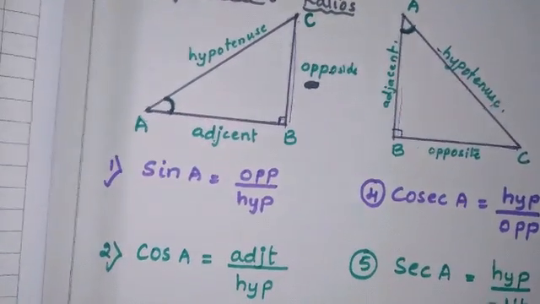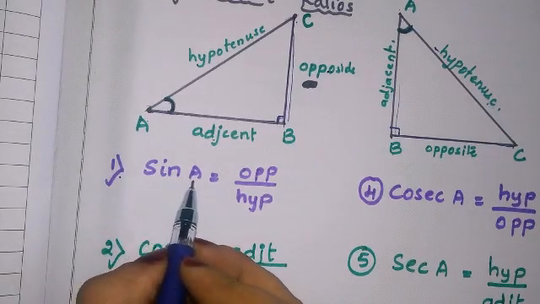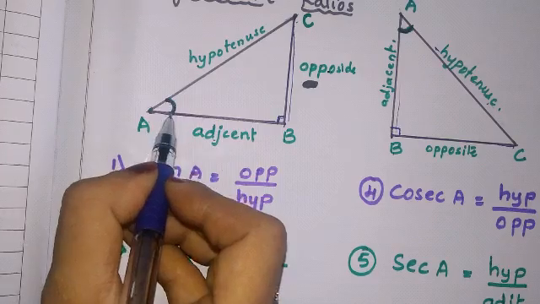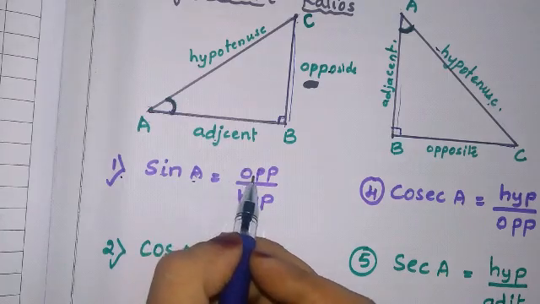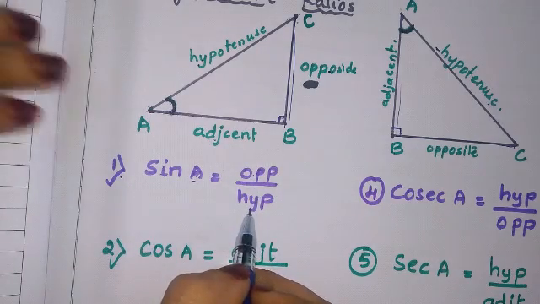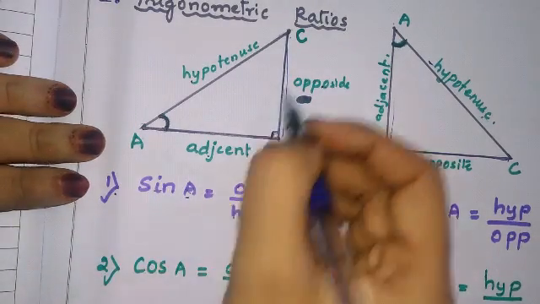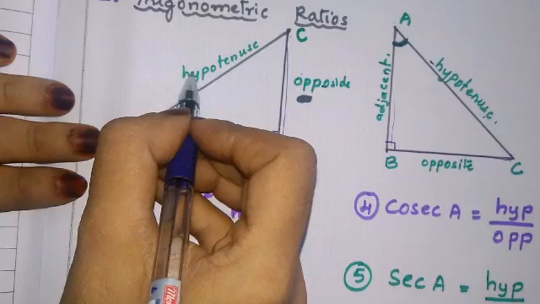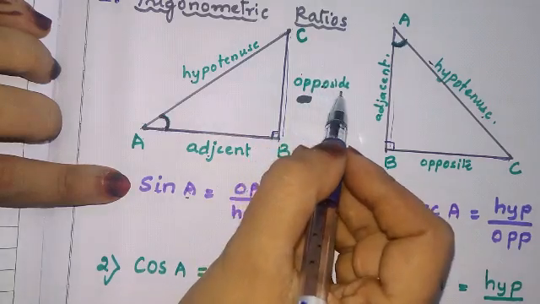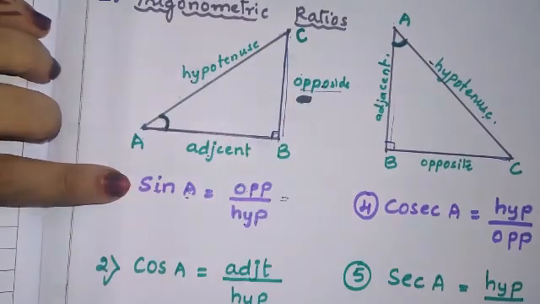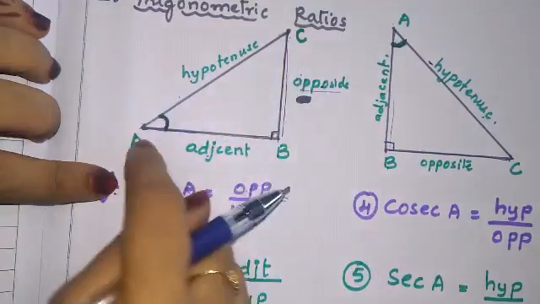Now let's start the trigonometric ratios. The first trigonometric ratio is sine. Here they have told angle A, so I am taking sine A. Sine A is opposite upon hypotenuse. Sine is always opposite side upon hypotenuse. We should remember well. Sine A is nothing but opposite side upon hypotenuse. That means in this figure sine A is BC upon AC.